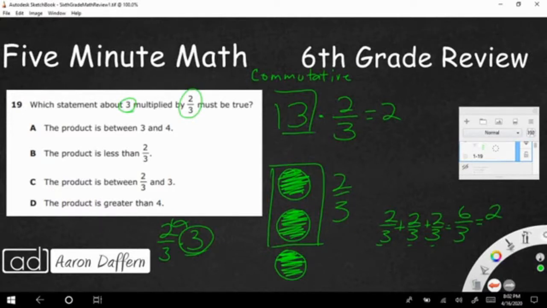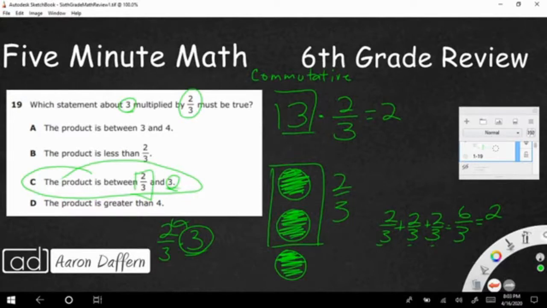So looking at it either way, whether you say 2/3 of 3 or 3 times 2/3, our answer is going to be C. It's going to be between 2/3 and 3, because when you multiply a whole number like 3 by a fraction that's less than 1, the answer ends up being smaller than the whole number.